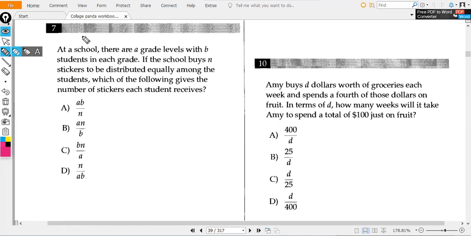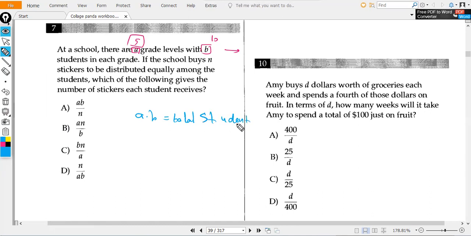For example, if we have 5 levels, and in each level we have 10 students, could you tell me what's the total number of students we have? 5 levels, and in each one 10 students. 50. How did you get 50? 5 times 10. Good. So I will multiply A times B to get the total number of students.